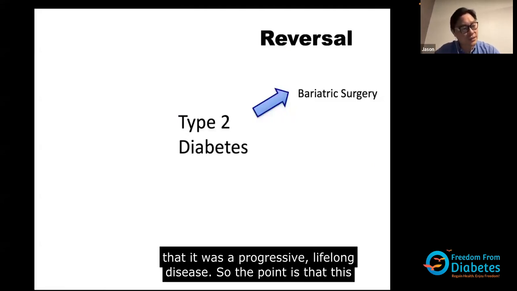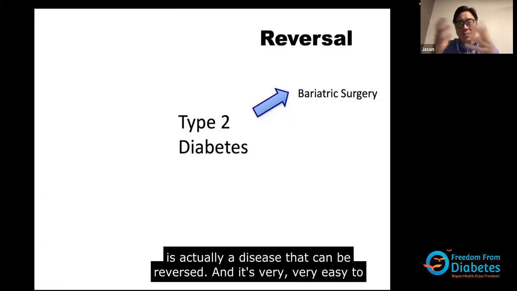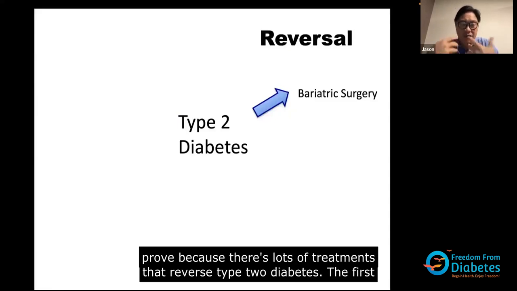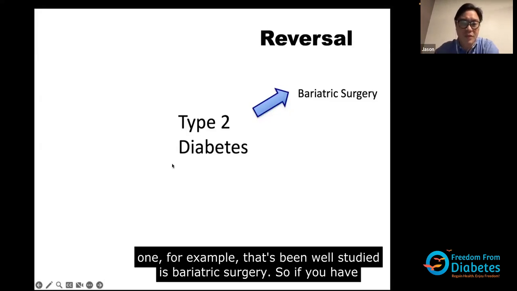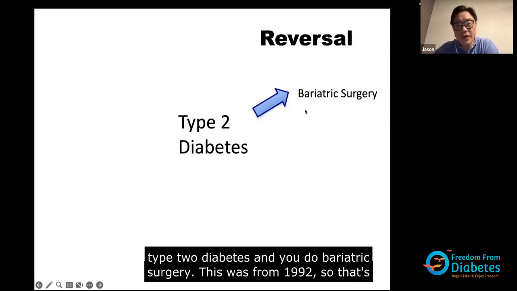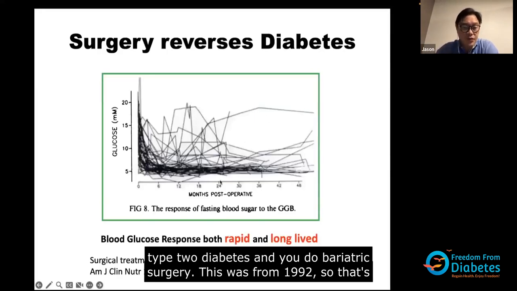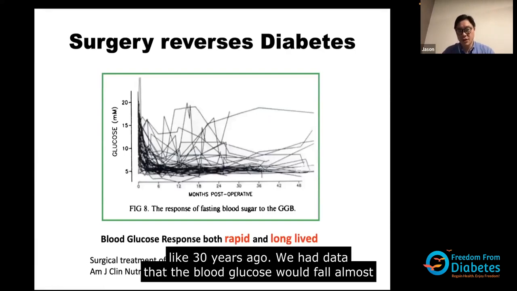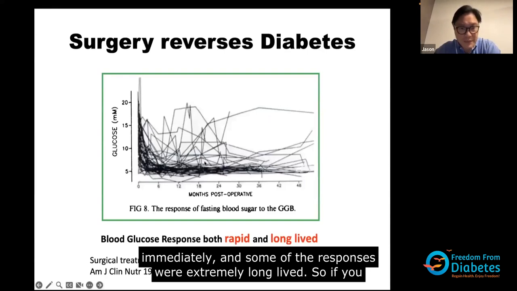So the point is that this is actually a disease that can be reversed. And it's very, very easy to prove because there's lots of treatments that reverse type 2 diabetes. The first one, for example, that's been well studied is bariatric surgery. So if you have type 2 diabetes and you do bariatric surgery, this was from 1992, so that's like 30 years ago, we had data that the blood glucose would fall almost immediately, and some of the responses were extremely long-lived.